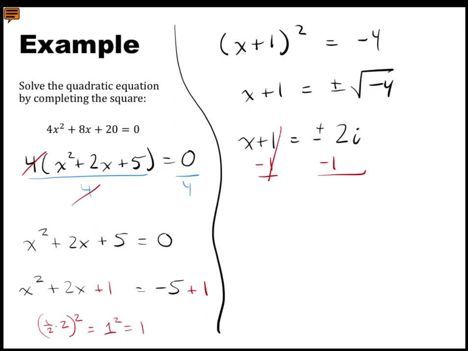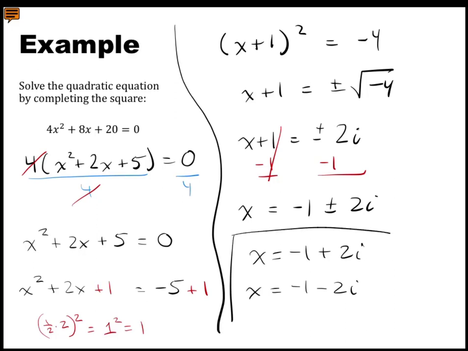On this side, the ones cancel out. We get x equals negative 1 plus or minus 2i. We like to put the plus or minus in the middle. So that is actually two numbers, negative 1 + 2i and negative 1 - 2i. And these are the two solutions to our quadratic equation.